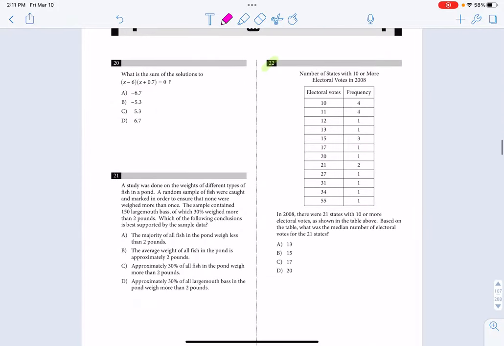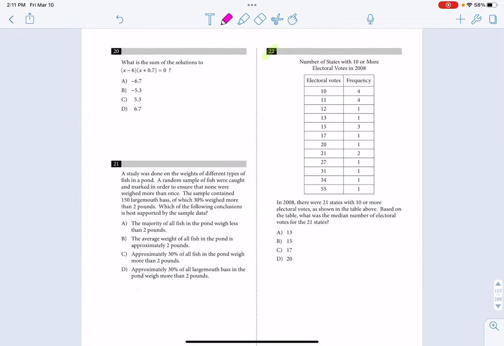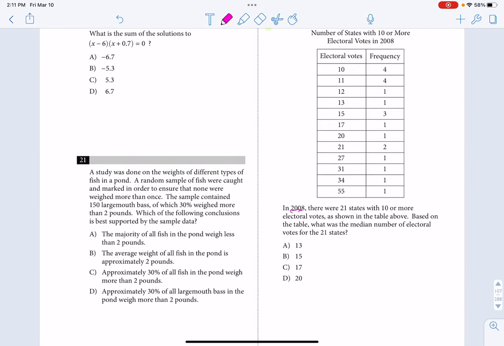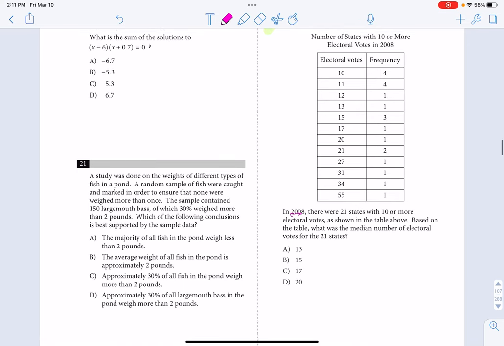And then for this problem here, number of states with 10 or more electoral votes in 2008. In 2008, there were 21 states with 10 or more electoral votes, as shown in the table above. Based on the table, what was the median number of electoral votes for the 21 states? 4 of the states have 10 electoral votes, so you have 10, 10, 10, 10. They want to know the median number of electoral votes.